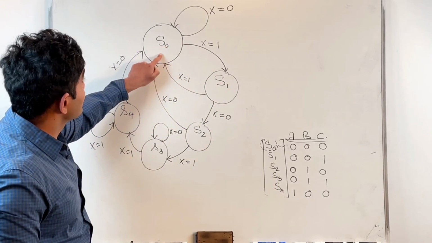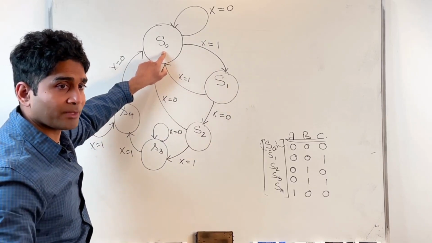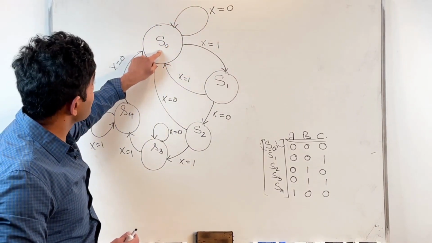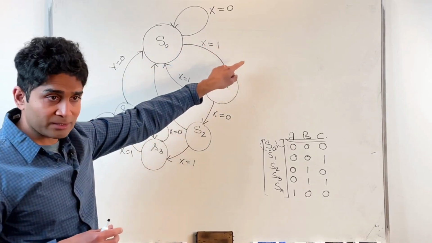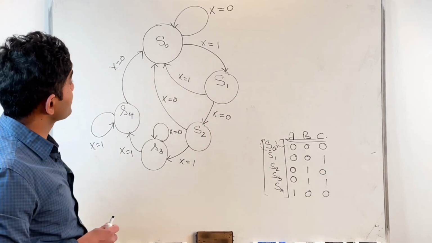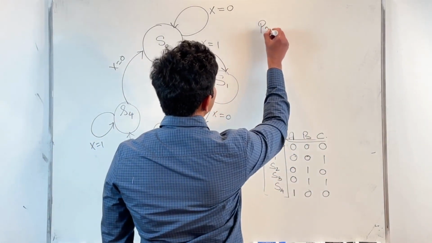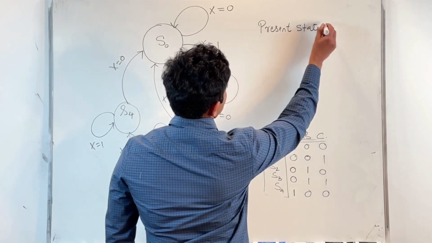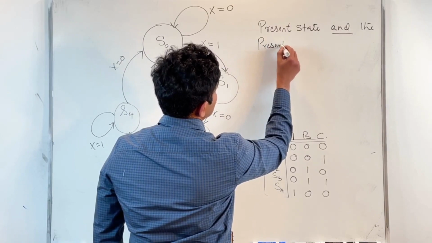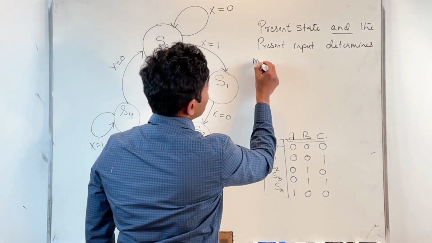So if I'm in the present state and an input of x equal to 0 happens, then in the future instance, as time moves, I'm going to remain in the same state. Whereas if I'm in this particular state and at that instance the input of x equal to 1 occurs, acting on my machine, then in the next instance or in the future time, I will be in the S1 state. Okay, this is very important: the present state and the present input determine my future state.